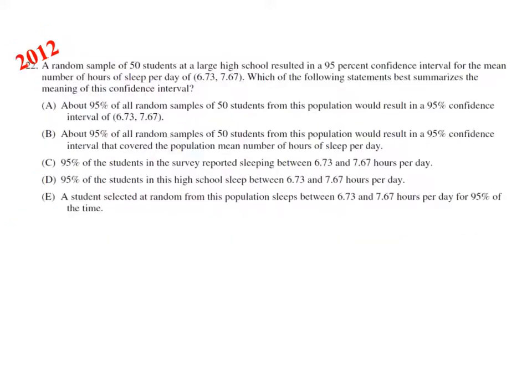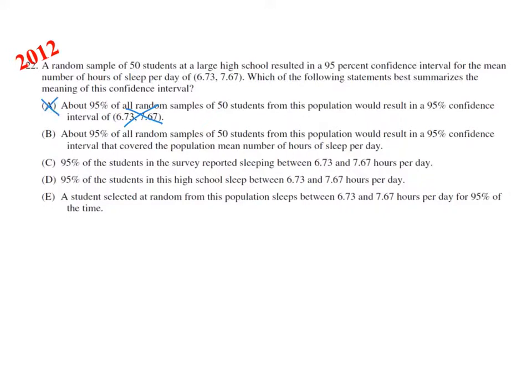Let's look at one more. This one's also from 2012, and this is a tricky one. A random sample of 50 students at a large high school resulted in a 95% confidence interval for the mean number of hours of sleep per day. Which of the following statements best summarizes the meaning of this confidence interval? Okay. First, about 95% of all random samples of 50 students, this really feels like confidence level right here, from this population would result in, and then it falls apart by giving us an interval. Okay? So this is out.